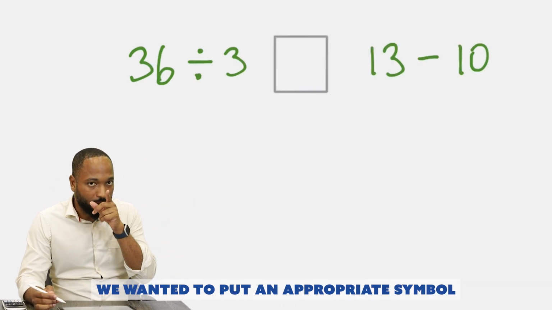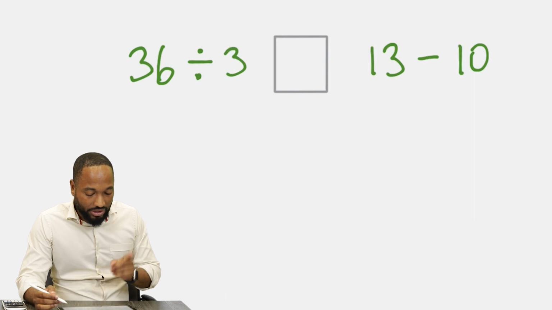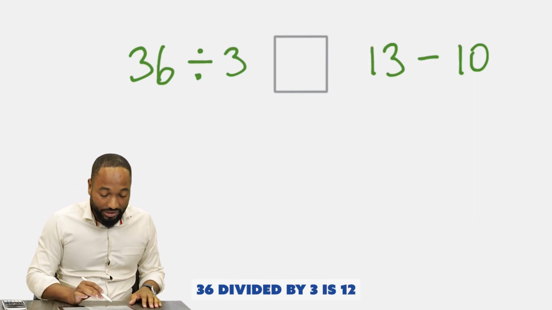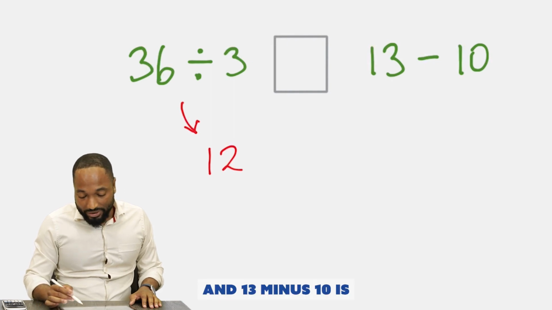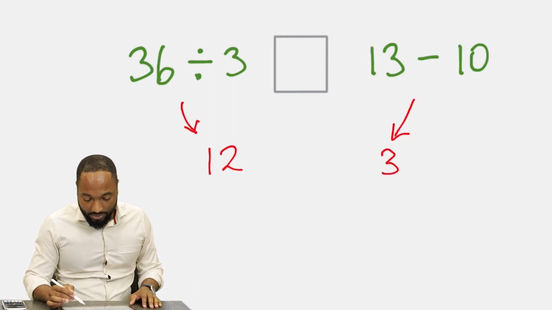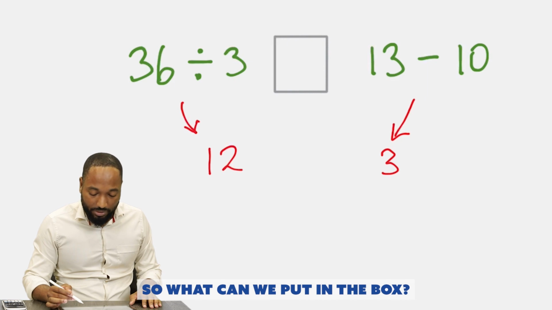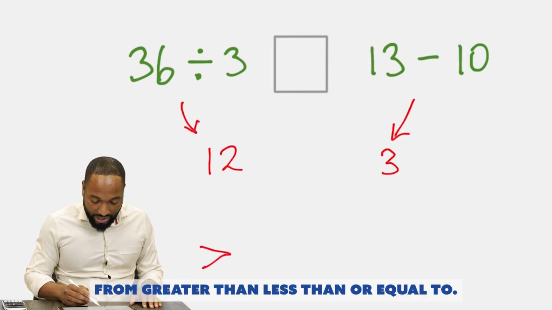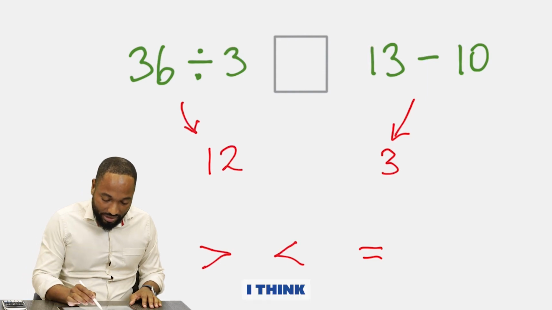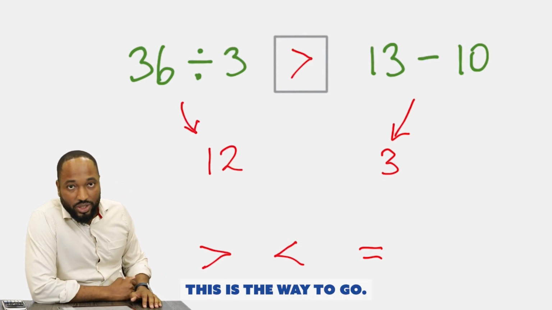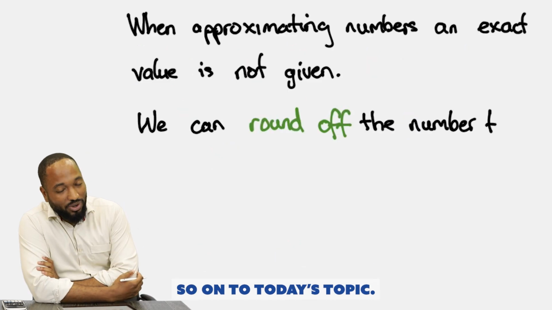We wanted to put an appropriate symbol in the box. 36 divided by 3 is 12. And 13 minus 10 is 3. So what can we put in the box? We need to choose from greater than, less than, or equal to. I think this is the way to go. What do you think? So on to today's topic.